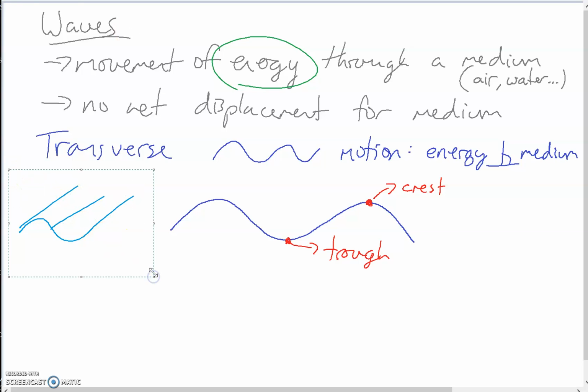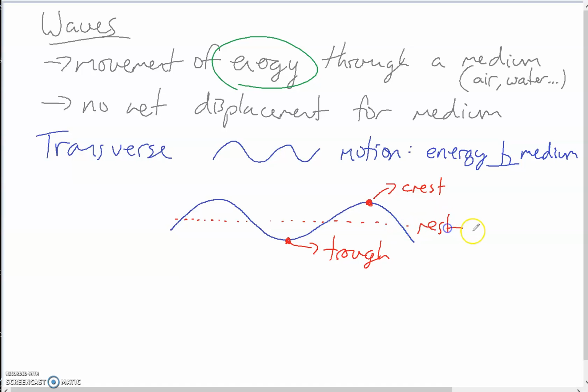Okay, so we got the crests and we have troughs, and those are the two main parts. We got the top part, crest, bottom part is called the trough. Okay, the middle part here, right across there, this is what is called the rest position, because that's where the material or the medium would be if this thing was at rest. So the crest is above and the trough is below the rest position, right?